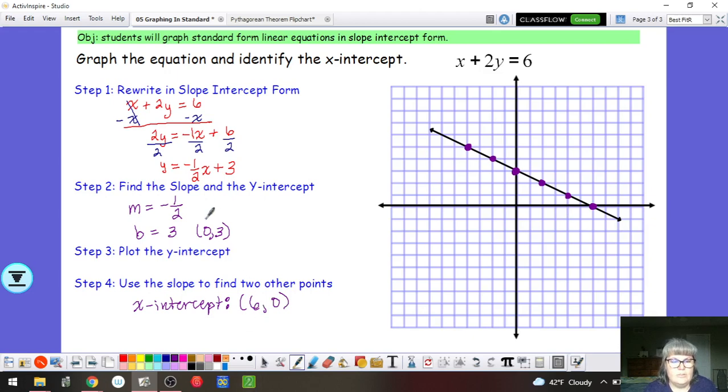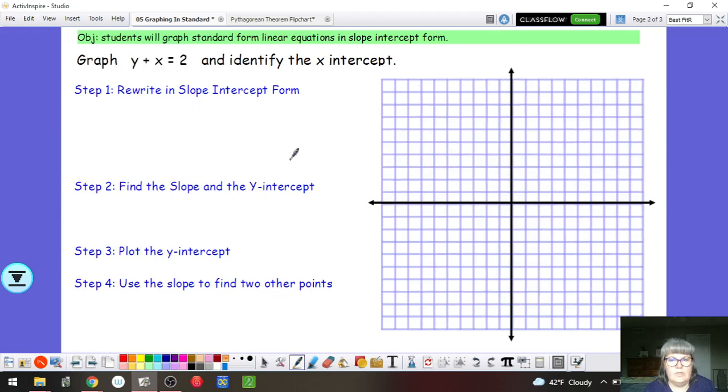So your y-intercept has an x value of 0. Your x-intercept has a y value of 0. And I believe I skipped a problem in your notes, so let's go back to that one prior to it. I have y plus x equals 2, and we're going to identify the x-intercept. So I'm going to rewrite this in slope-intercept form.